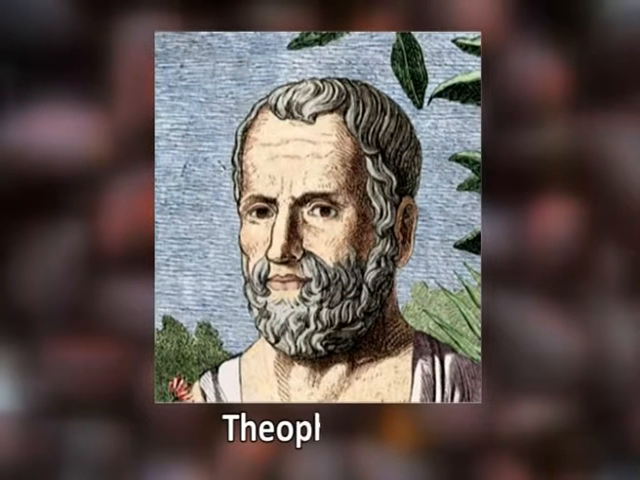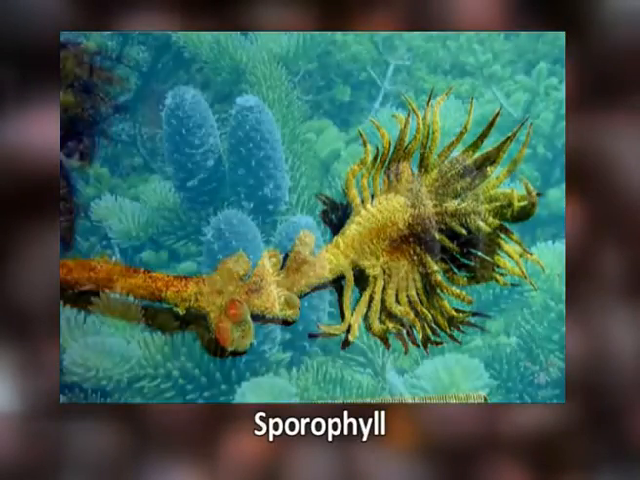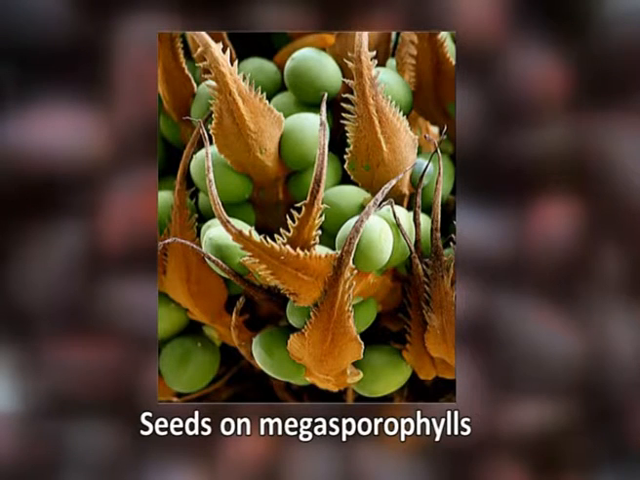Theophrastus coined the term gymnosperms in 300 BC. The word gymnosperm has been derived from two Greek words. Gymnos means naked and sperma means seed. Gymnosperms are those seed plants in which the sporophylls are aggregated to form cones and the seeds develop in exposed state over the surface of megasporophylls.